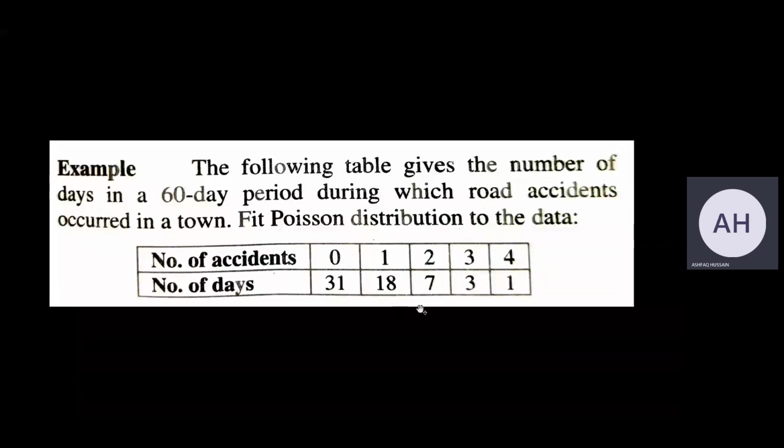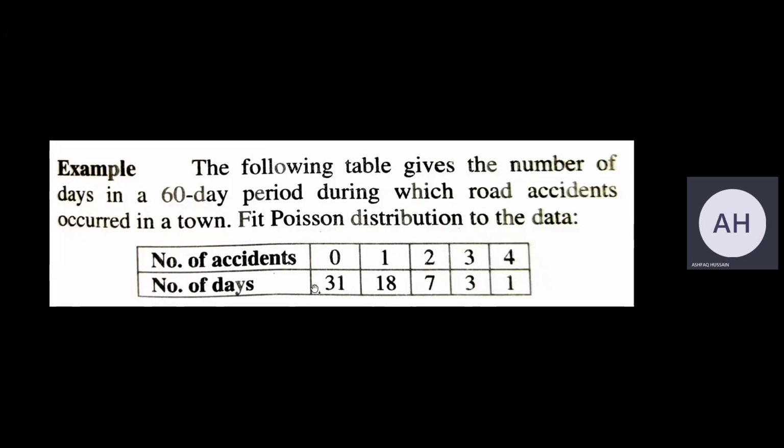Now here no mean value is given. The mean or average value you have to calculate by using the first chapter method called the mean or arithmetic mean. This is a discrete series because the number of accidents and the number of days are given. The number of days is called the frequency. The accident may be considered as x.